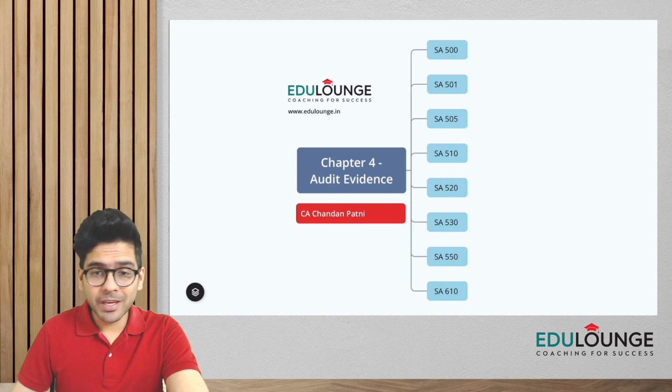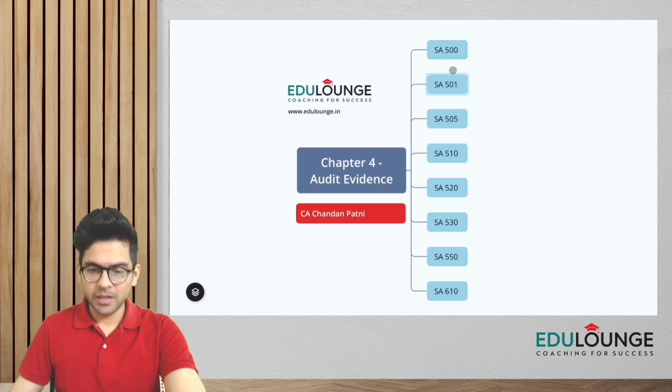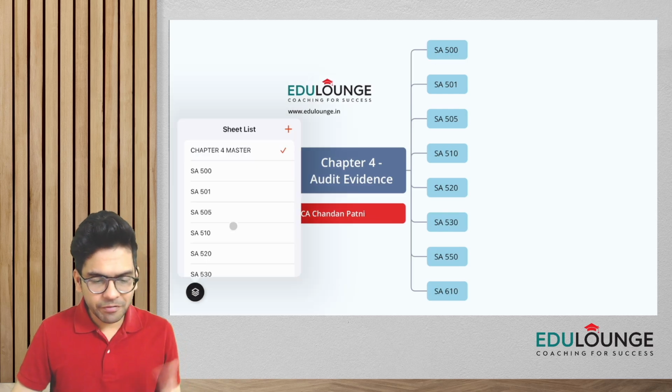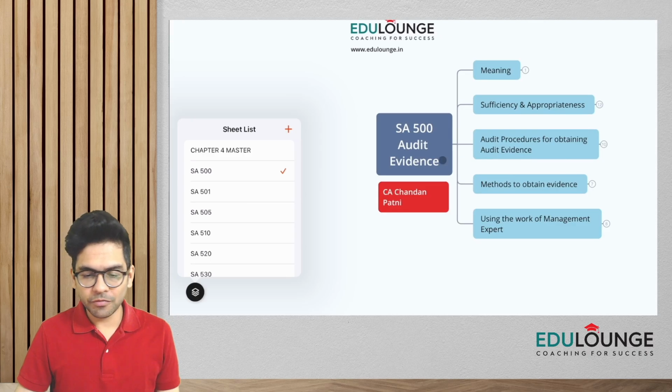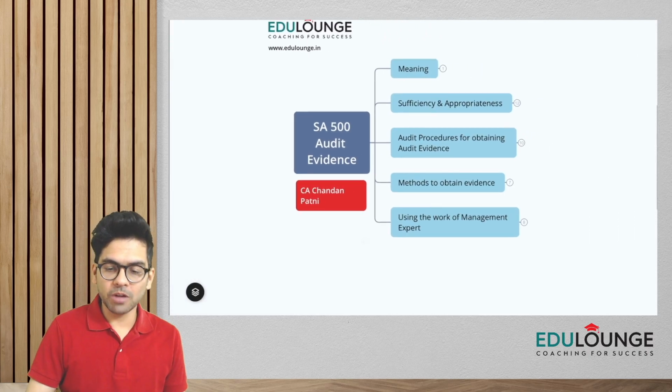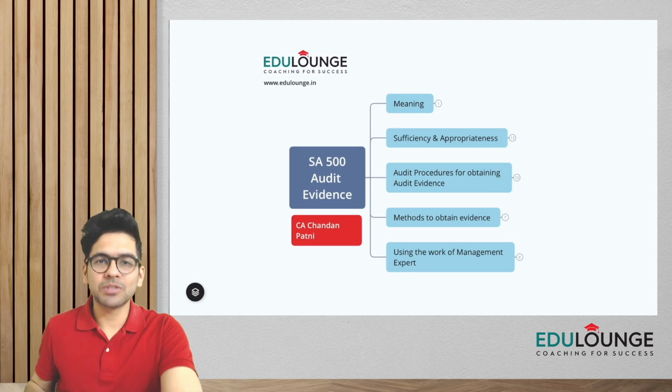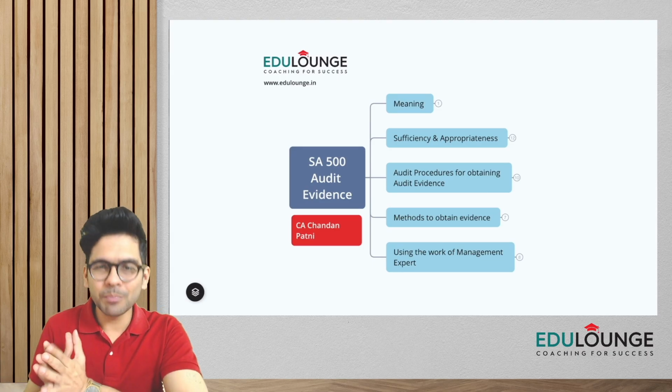Now, to begin with, we shall first be covering the standard, which is SA 500. And in 500, guys, 500 is the fundamental standard of audit evidence. So what all things do we have to cover? We shall learn what is the meaning of audit evidence, and what would amount to sufficient and appropriate audit evidence. It's one of the basic standards.